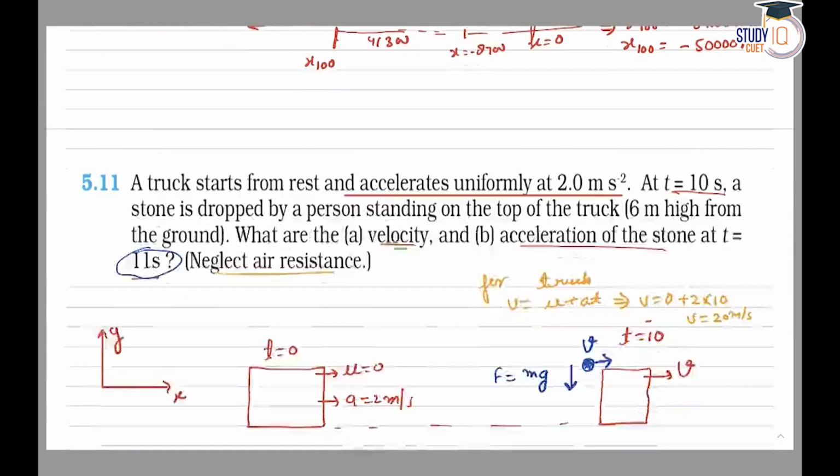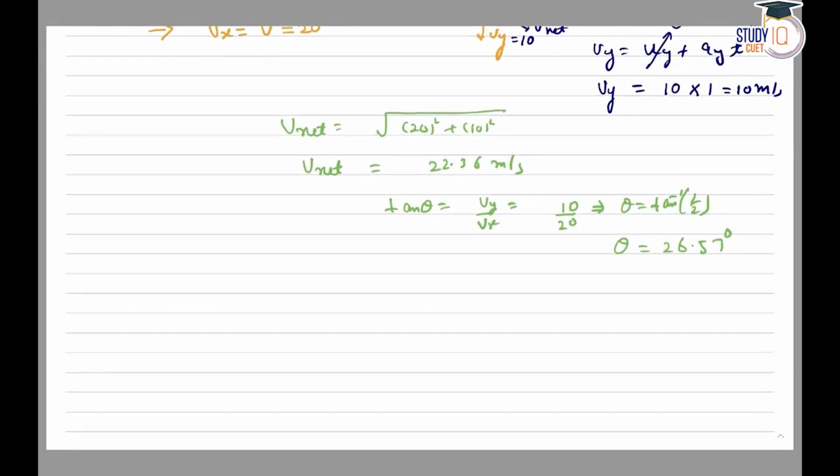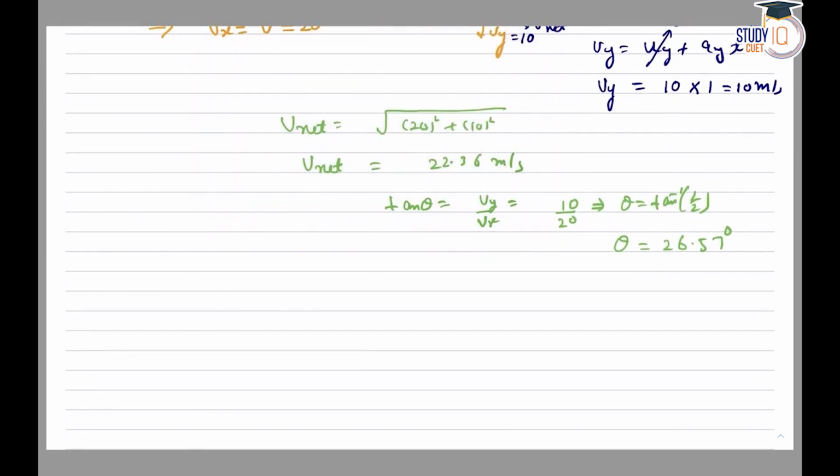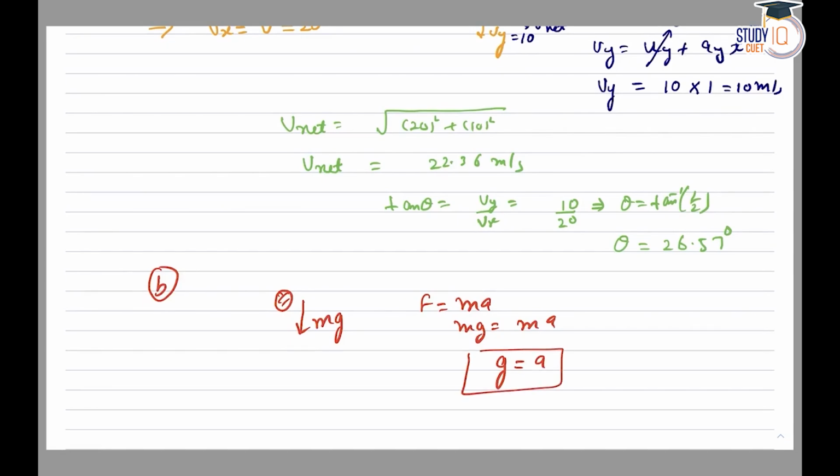Now we have to find the acceleration at t equal to 11 seconds. As we know, the only force acting on the stone is mg. So we can find the net acceleration by using F equal to m into a. So mg equal to m into a. In this case, acceleration is equal to g, which is 10 meter per second square in the downward direction.